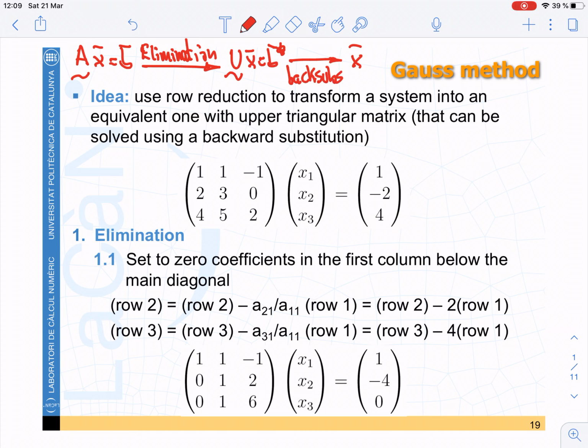This idea is briefly reviewed here for this small system of dimension n equals 3. We start with elimination. By performing these two row operations, we manage to place zeros below the main diagonal in column 1. Let us simply note two things. First, we need A11 to be different from 0 for this idea to work. Second, the row operations also affect, of course, the components of the right-hand side vector b.